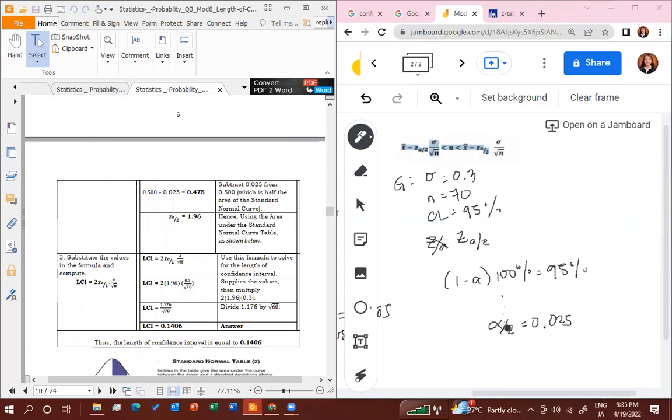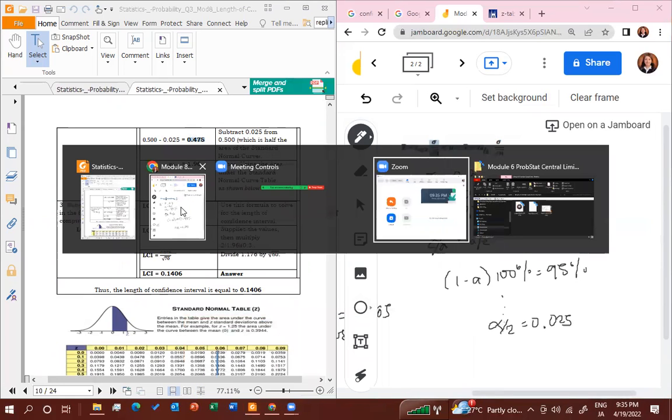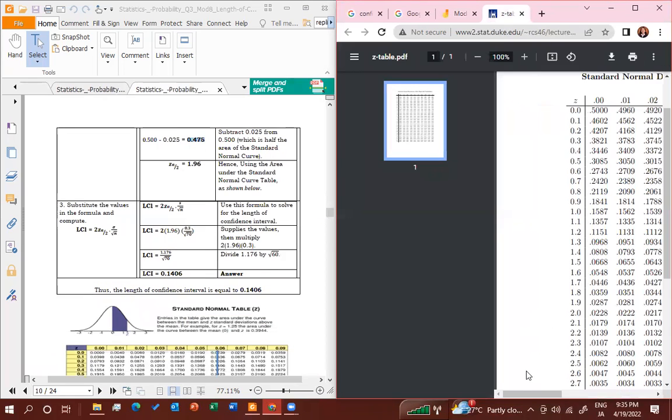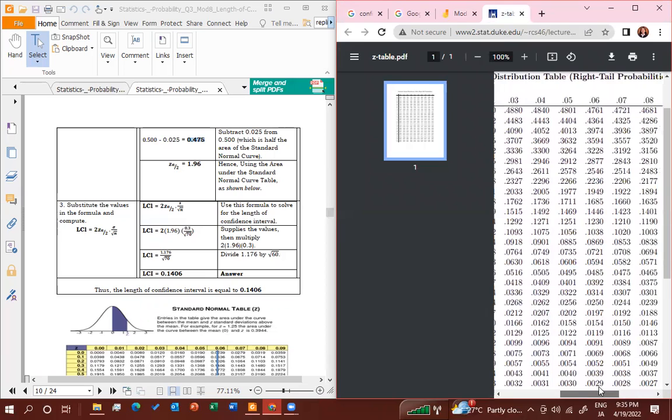To 0.025. Kani siya, if panaman imong buhaton, depende na sa imong table. Mao man ang gigamit na table, pero ako kay ganahan man ko nga mogamit aning nga table. I'm gonna show you guys. It's right here somewhere. Diba unsa to siya? 0.025, right?